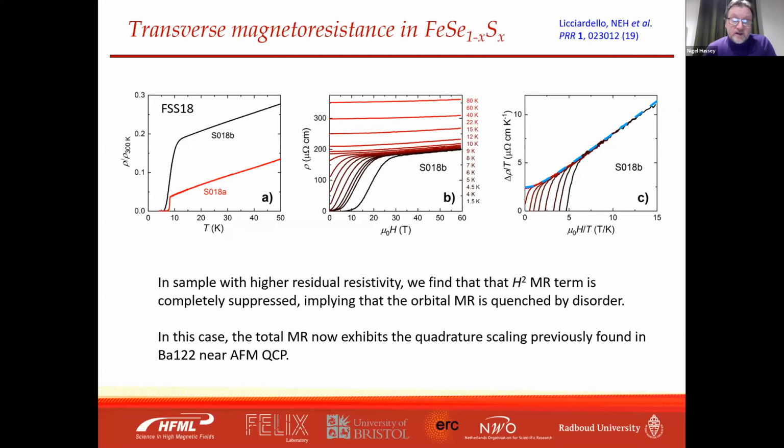And again, just to make this even clearer, we looked at a sample from James's group, which had a residual resistivity which is about 5 times higher than the sample that we'd measured. And here it seems that the magnetoresistance is only showing this quadrature form. So here you see the linear magnetoresistance. You can scale it against H over T. It's as though the orbital magnetoresistance, the conventional component, has been quenched by disorder. But remarkably, this quadrature component appears to survive.